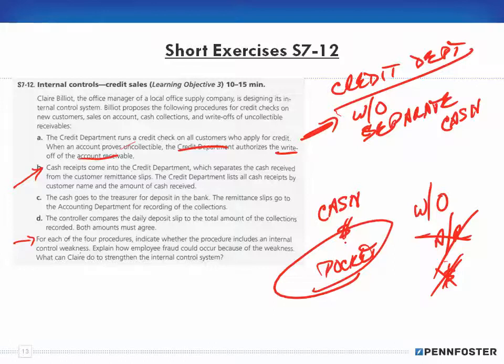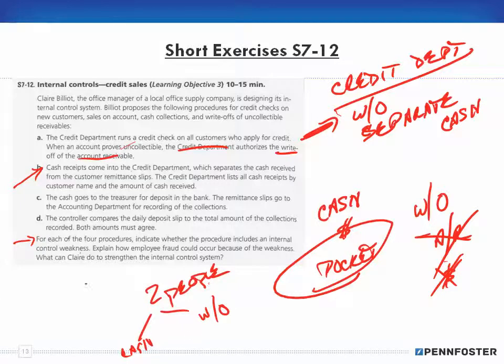Okay? Or, even within the credit department, you can have two different people, which is by having the lockbox or by going to a bank or something like this, or the mailroom. Basically, what you're doing is separating those duties. You're having one person handling the cash, and you have the other person doing the write-offs.